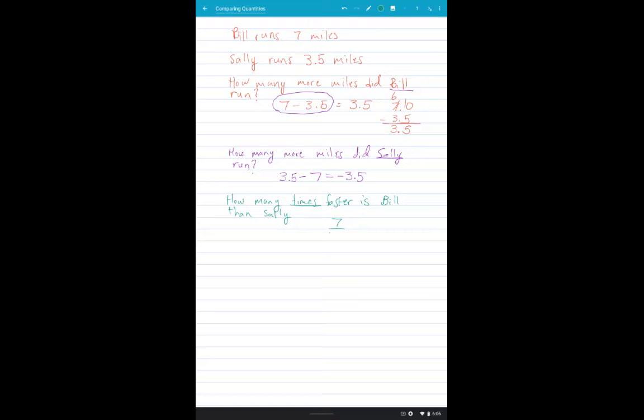7 divided by 3.5. What I could do is, let's say I forgot my calculator and I'm desperate to solve my problem. What I could do is change this to 70, because 7 times 10 is 70, and 3.5 times 10 is 35. If you guys know, 70 divided by 35 is 2. Or 7 divided by 3.5 is also 2. That is a way I can do it. Or you could have just simply used a calculator and done 7 divided by 3.5. Either way will work.